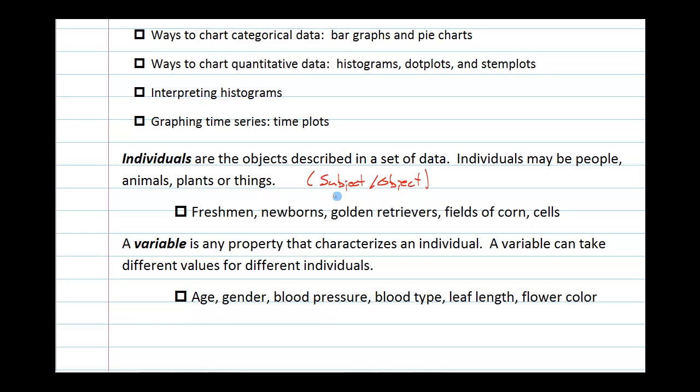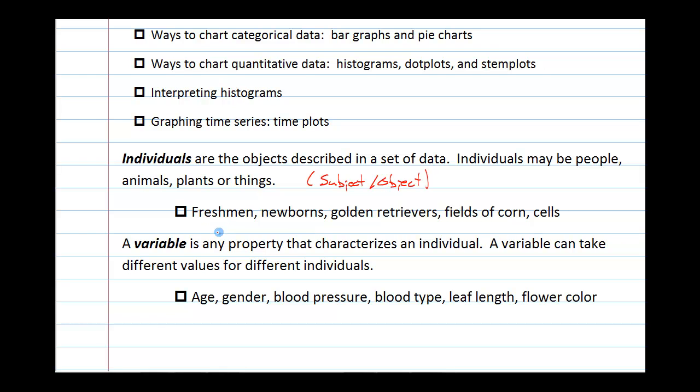A subject would be if somebody called you and asked for your opinion about the upcoming presidential election. An object would be perhaps if we observed traffic in a particular intersection and we looked at whether a car ran a stop sign or didn't run a stop sign. So again, individuals are the objects described in a data set. Individuals could be people, animals, plants, things, anything that we're studying.